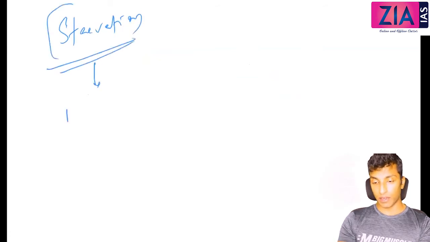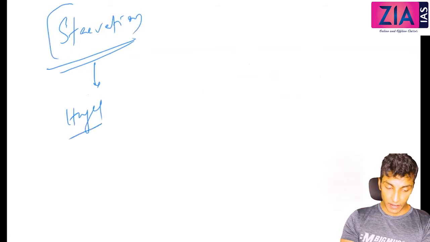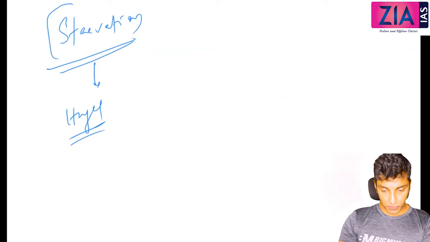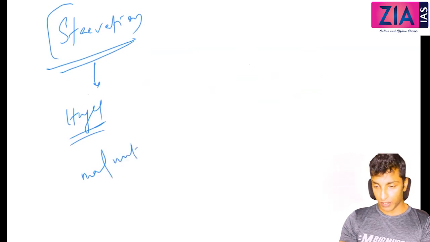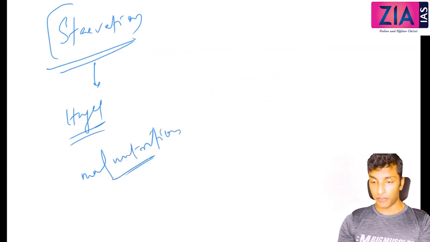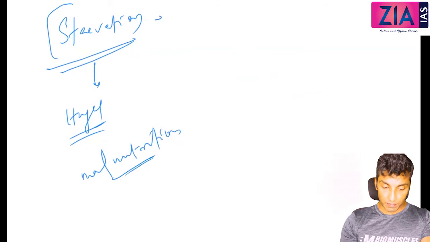Then we have hunger. That is at the second level. And then we will see malnutrition. In malnutrition, we will discuss about undernutrition and overnutrition. Okay, so these are at different stages.